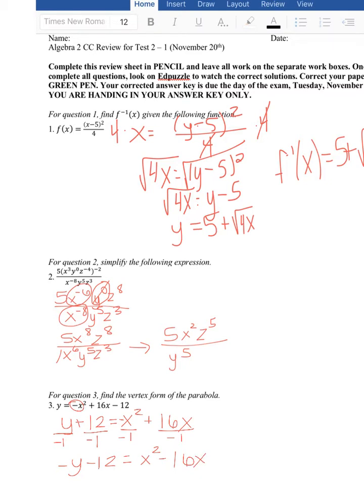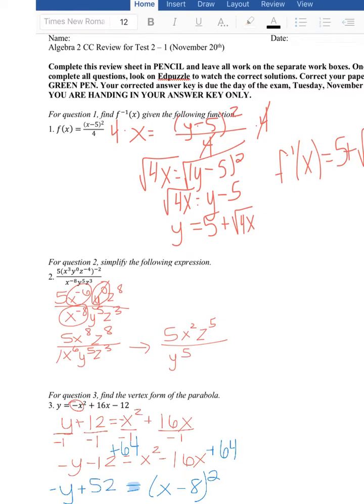So I take negative 16 and I divide it by 2. Right, I cut it in half. And now I'm going to square it. Negative 8 squared is a positive 64. So now this is negative y plus 52.